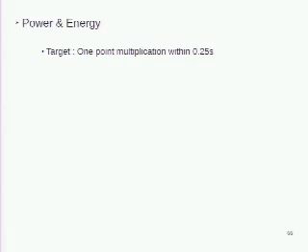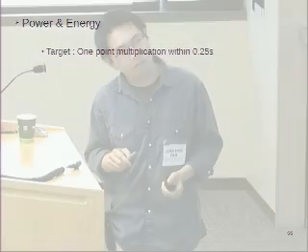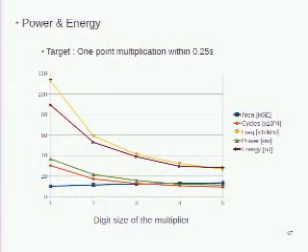Now we want to make an ECC processor, and we set a target. We want to finish one multiplication within 250 milliseconds, so that if your protocol has two scalar multiplications, it's done in half a second. You can change this, but basically that's what we set for the protocol we want to use. Now if you increase the digit size, so the number of bit serial multipliers in your multiplier, you can drop your clock frequency.